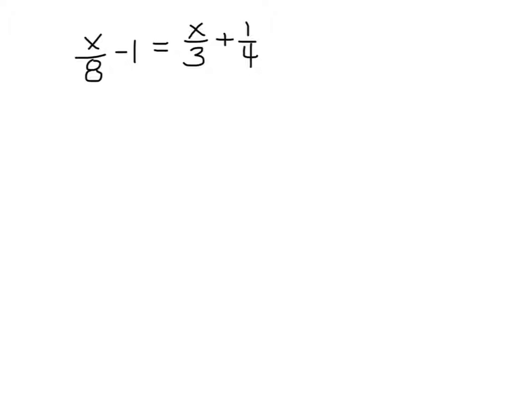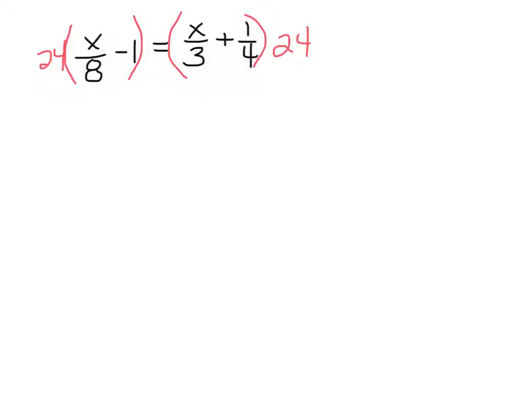The very first thing I'm going to do is get rid of the denominators. As I take a look at the denominators, the least common multiple of 8, 3, and 4 is 24. So what I'm going to do is multiply both sides by 24. So you can see I'm putting 24 in parentheses for each one of these. And now I'm going to use the distributive property for these.